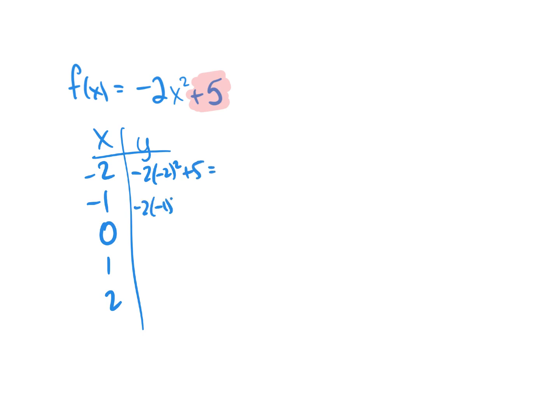Negative 2 times negative 1 squared plus 5. Negative 2 times 0 squared plus 5. Negative 2 times 1 squared plus 5. Negative 2 times 2 squared plus 5. And we have to do that arithmetic, right? We have to do that arithmetic. And while I'm taking a picture of a piece of graph paper, why don't you guys just punch out a few of those. So I'll just take a minute to get a piece of graph paper on the iPad.